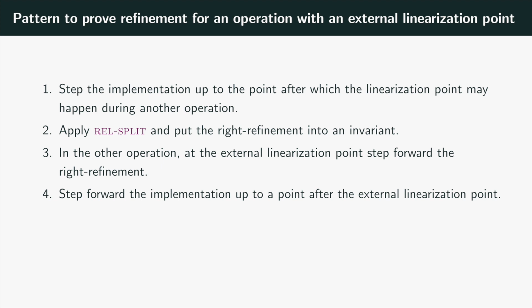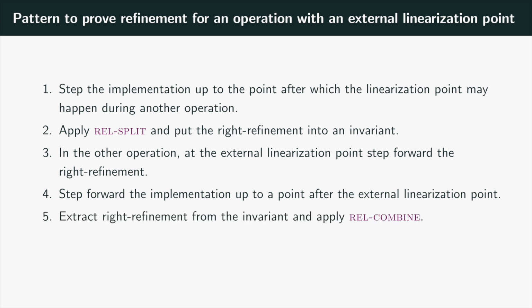Then in the original operation, step forward the specification up to a point where it can be concluded that the linearization point must now certainly have happened in the other operation. At this point, one can extract the specification again from the invariant, and lastly, combine the two parts with the wp-combine rule and step the implementation to completion.